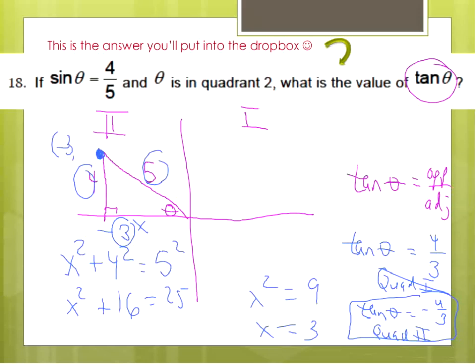For instance, if we talk about what point this is, this point is -3, 4. Hopefully everybody's okay with that. So when it tells you what quadrant it's in, we really have to pay attention to my x and my y values and if they are positive or negative depending on what quadrant they are in. So this is the answer that I would like you to put in the drop box for week 4.